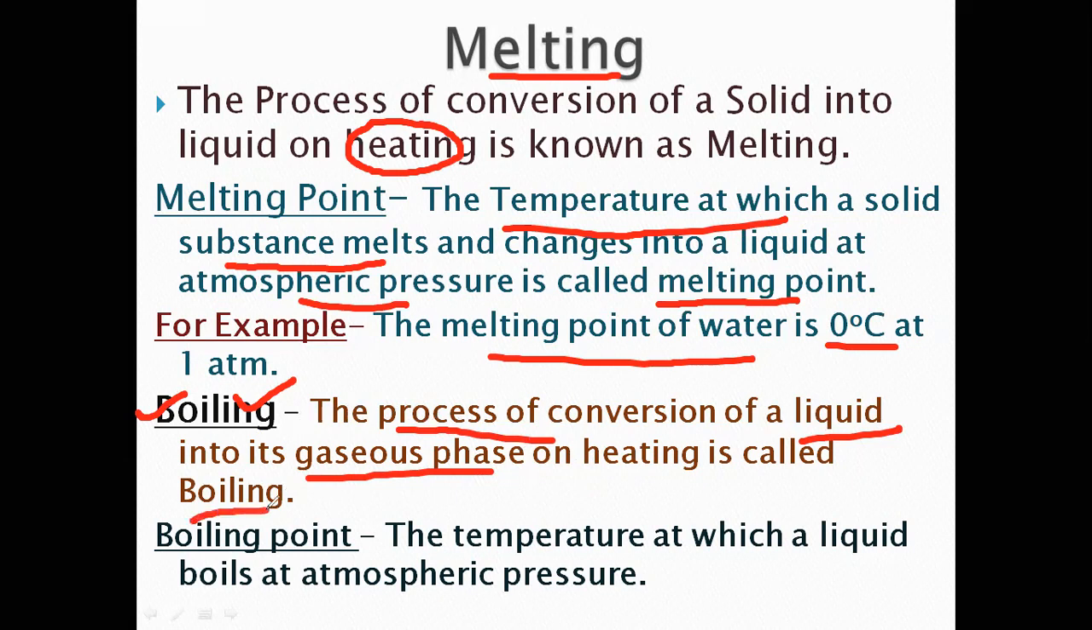The process is called boiling, and the temperature at which a liquid boils at atmospheric pressure will be called the boiling point. In simple terms, you may also say the temperature at which a liquid starts boiling at atmospheric pressure will be called the boiling point. For instance, the boiling point of water is 100 degrees Celsius at 1 atm.